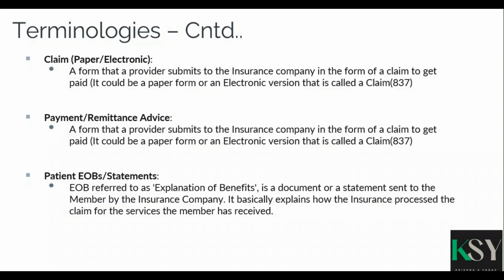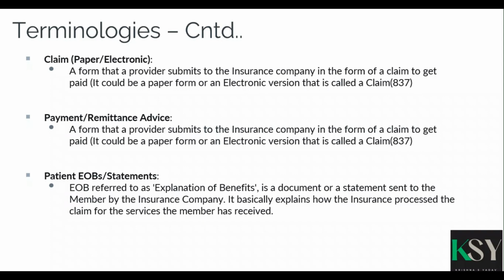So what is a claim? It's nothing but a document or a form that goes from the provider to the insurance company in order to get paid for the services they provide to their members. Earlier, it used to be a paper form, but now most of the organizations are on the electronic version. And the EDI transaction that we looked at in the earlier slide, the 837, this is the electronic version of a claim. A payment or a remittance is an 835 that comes from the insurance company to the providers.